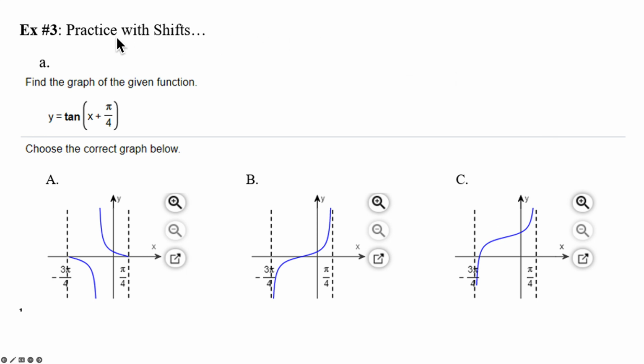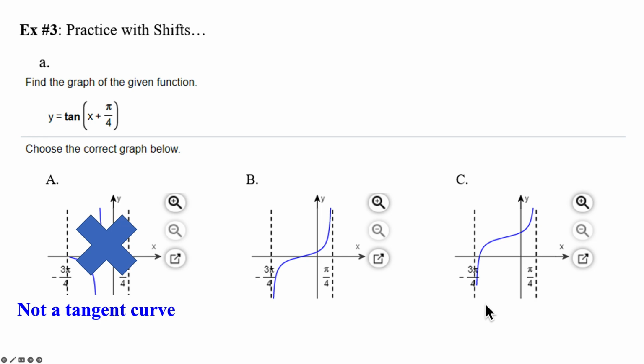Example 3, practice with shifts. All right, so find y equals tangent of x plus pi over 4. Well, the first thing I do is I look at my graphs and say, wait a minute. This isn't even a tangent curve. It has to be continuous in between my asymptote lines. So we're going to throw that out. It's not even a tangent curve. Okay, these two are tangent curves.